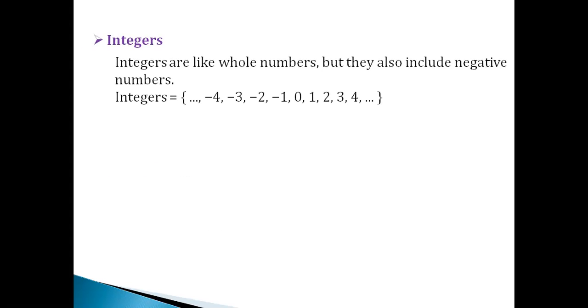So what else are rational numbers? Integers, as you see. What are the integers? Positive numbers, negative numbers, and 0. So you can see the definition. Integers are like whole numbers, but they also include negative numbers. So negative integers, positive integers, along with 0. And what are the other rational numbers? Fractions, decimals, and percentages. Let me share the whiteboard and explain a bit more on this.